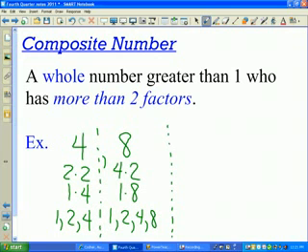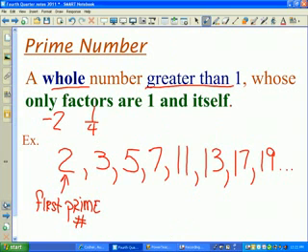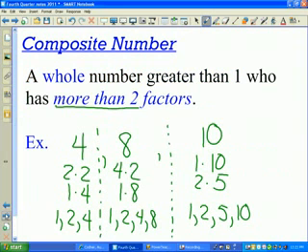Let me do one more. Let's say 10. In order for me to get the number 10, I can multiply 1 times 10, and I can multiply 2 times 5. Okay? So now I got 1, 2, the number 5, and the number 10 represented as factors. Notice it's definitely more than 2 factors. So basically it's a number where you can multiply 2 other numbers, other than 1 and itself, to get that number. So we have prime numbers, which are whole numbers greater than 1 whose only factors are 1 and itself. And then you have composite numbers, whole numbers greater than 1 that have more than 2 factors.